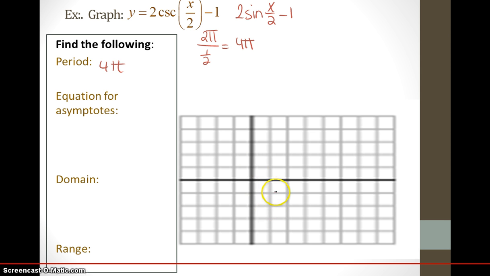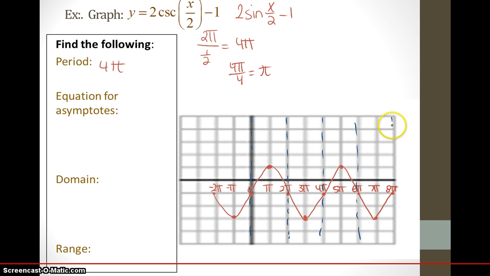And in order to have our grid lines, we want to take 4 pi and divide it by 4. So each of our grid lines is going to be pi. Okay. I'm going to go ahead and graph the 2 sine of x over 2 minus 1, and then we'll come back together and graph the cosecant. Okay, so we graphed the sine function 2 sine x over 2 minus 1. So let's go ahead and graph the cosecant function. Let's put in our vertical asymptotes. Remember, it's where they cross the midline. So they're going to be right here. And then we have another one at 8 pi, and then there's going to be one at -2 pi.